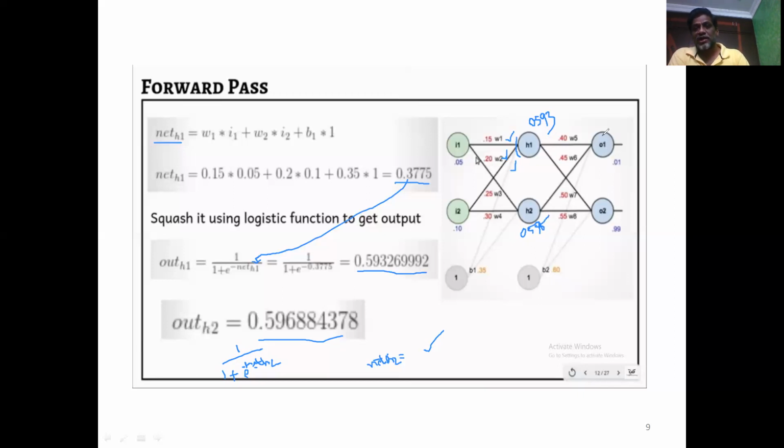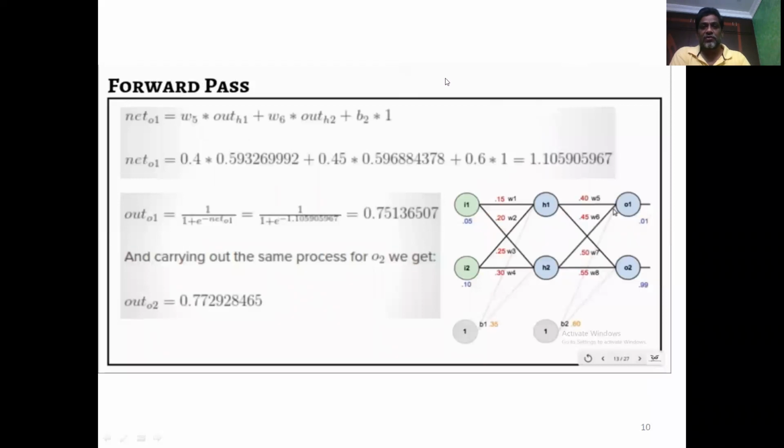So how do you calculate net O1 now? The formula is W5 into 0.593 plus W6 into 0.596 plus bias 2. Similarly, net O2 will be calculated as W7 into 0.593 plus W8 into 0.596 plus bias 2. It is common for both the output neurons. Now let us see how these are calculated and what will be the values produced by O1 and O2.